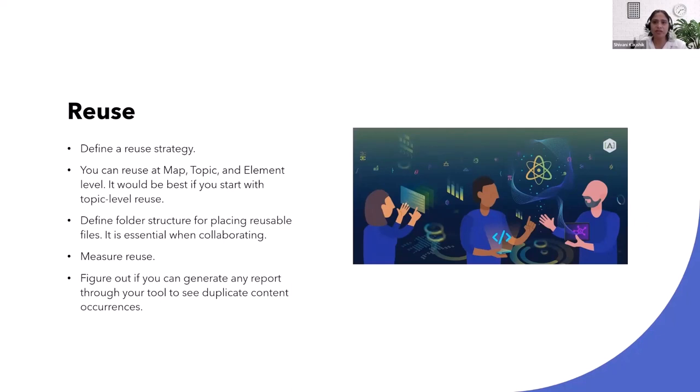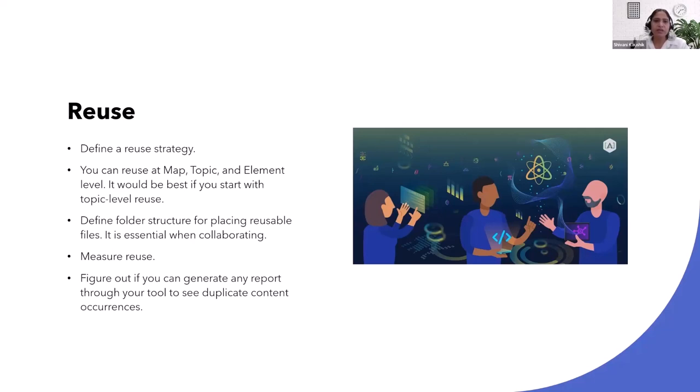First of all, define a reuse strategy. What you want to address first, how granular you want to go at the moment. For example, start with reusing the copyright information in front covers and footers. You can reuse at map, topic and element level. It would be best if you can start with the topic level reuse, because it's easy. Define a folder structure for placing reusable files. It is essential when collaborating, so that everyone knows where the common files are placed, so that everyone in your team can reuse the files.